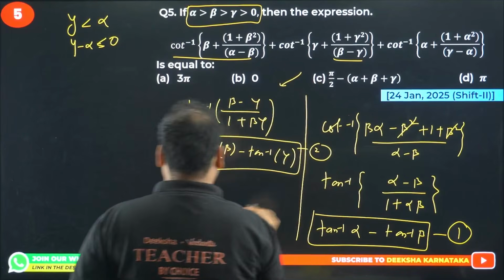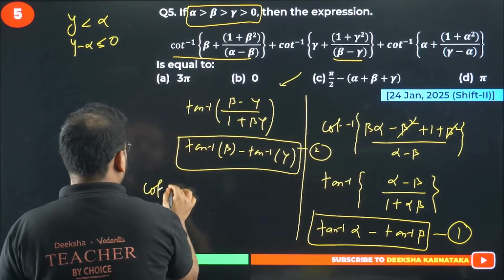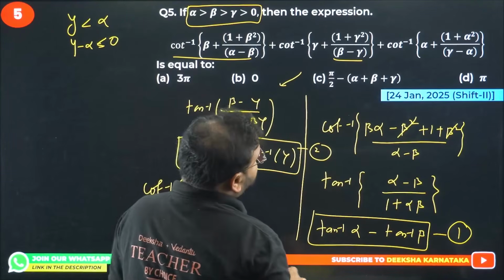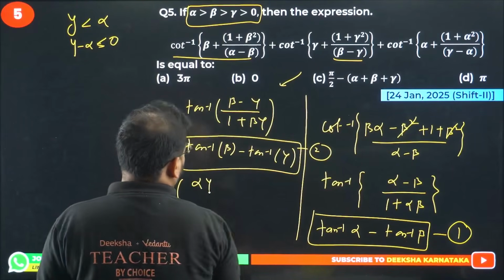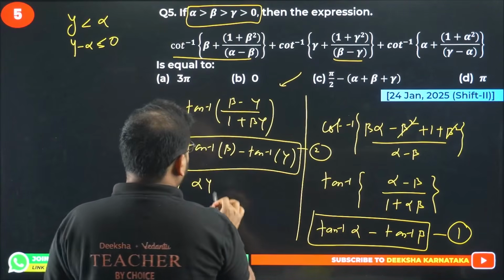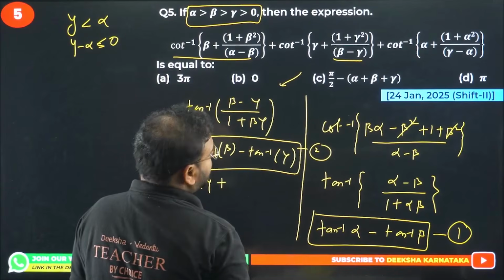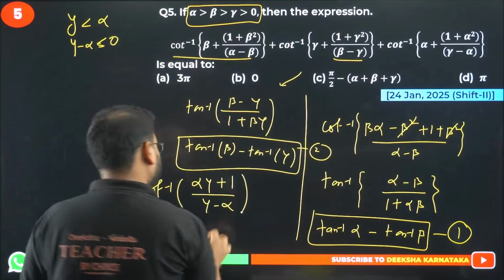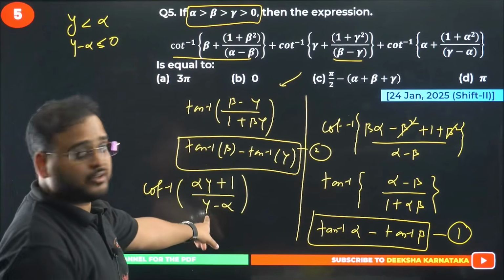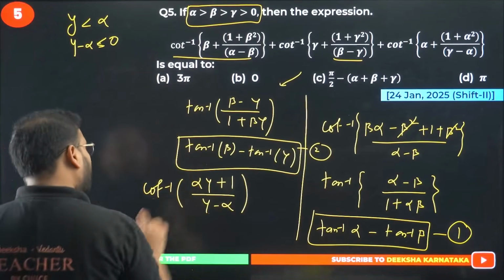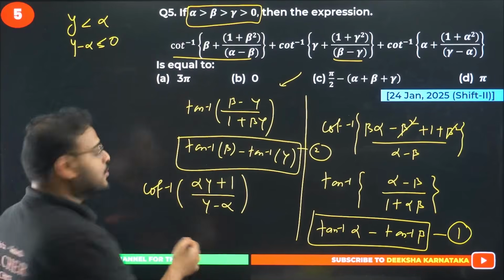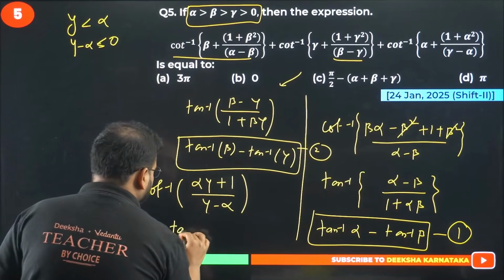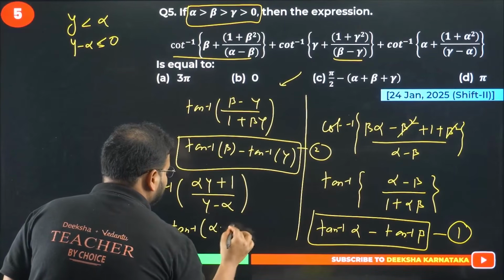Part 3 is the very important one. For part 3, now, cot inverse, you'll have over here alpha gamma plus 1 divided by gamma minus alpha. But it is negative actually. So when you convert to tan inverse, there's a process for this. It becomes pi minus tan inverse of alpha minus gamma.